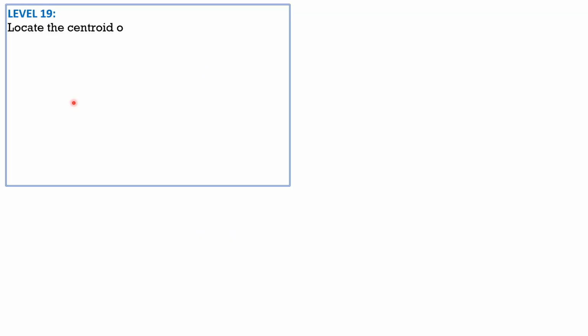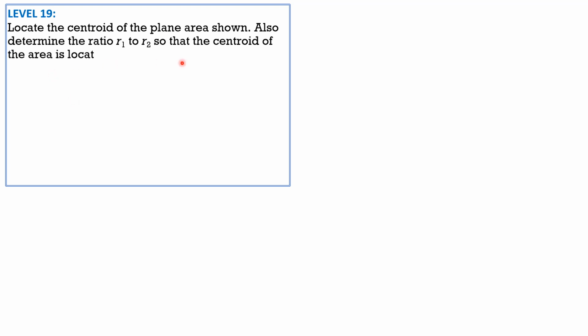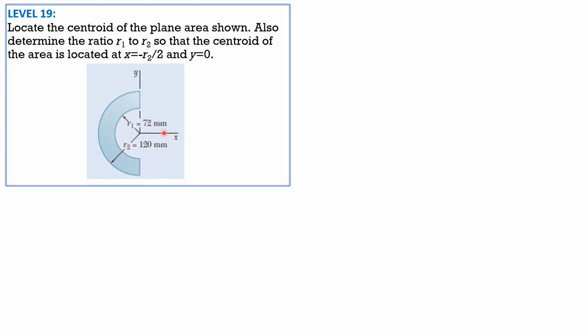Level 19, locate the centroid of the plane area shown. Also determine the ratio R1 to R2 so that the centroid of the area is located at x equals negative R2 over 2 and y is 0. So by symmetry, this is the axis of symmetry, which is the x-axis. Therefore, barred y or yg is 0.